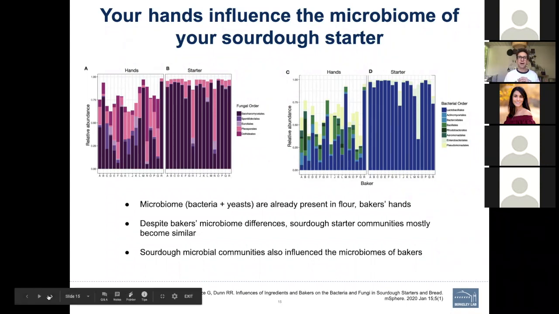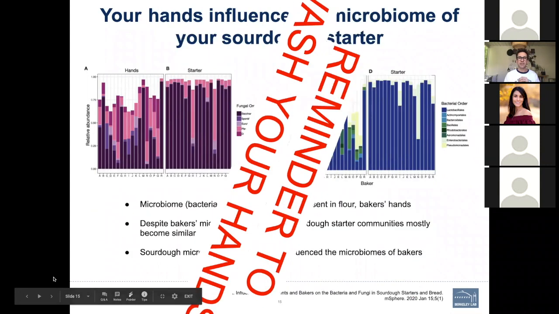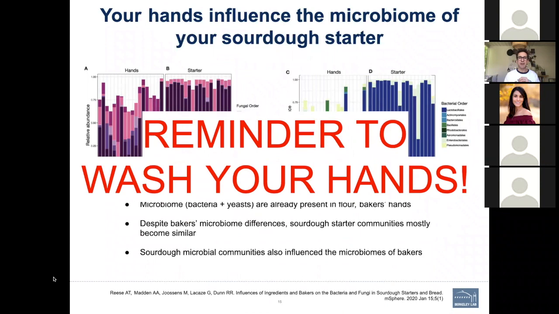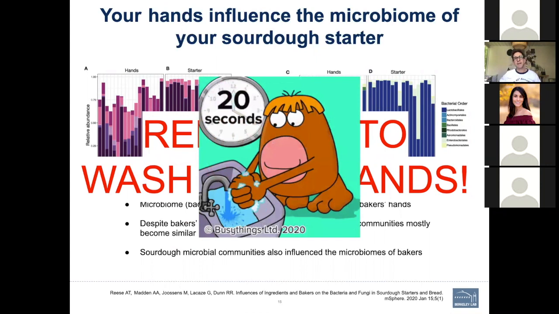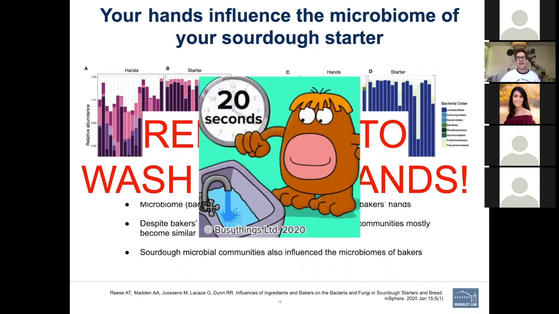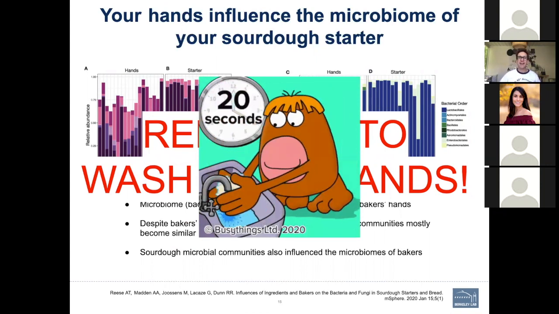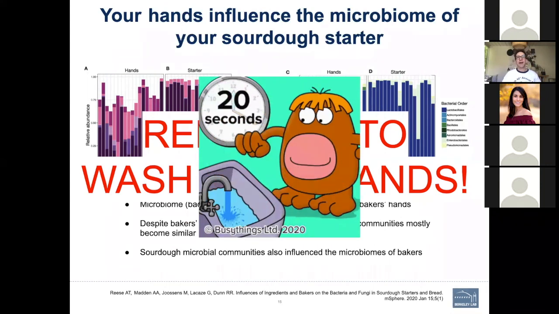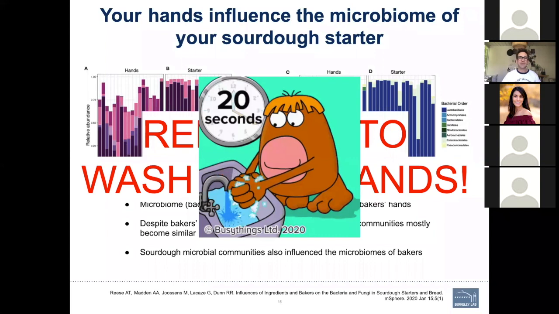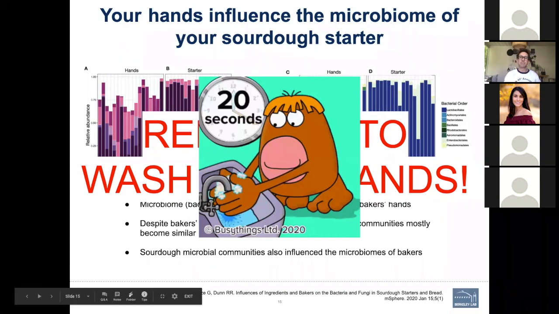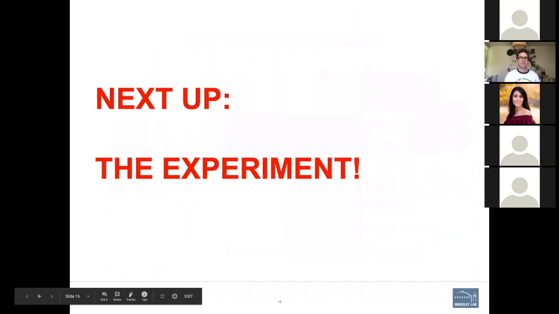So it's a good reminder that there's always things living on your hands, and it is a good reminder to wash your hands, especially in the times that we're living in. So this is how you wash your hands. You go for 20 seconds with warm water and soap. You get those thumbs, you get both sides, and then you're good. So it's a good reminder to us all. And next up, the experiment.